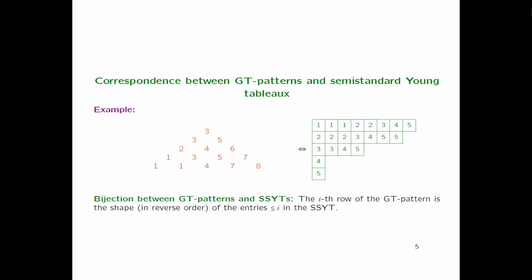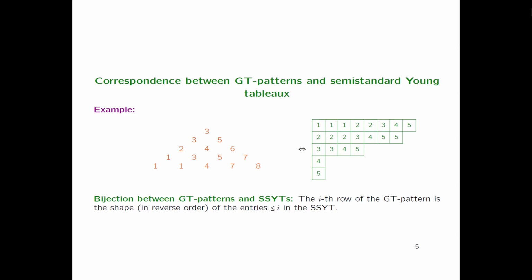So for instance, look at all entries less than or equal to 4 in your semi-standard Young tableau. Then what shape do you get? Well, in the first row, there are 7 entries less than or equal to 4. That's why we have a 7 at the end of the fourth row of the Gelfand-Tsetlin pattern. Then for the second row of the semi-standard Young tableau, we have 5 elements. That's why next to the 7 on the left in the fourth row, we have a 5, and that's how we get the Gelfand-Tsetlin pattern. So that's quite an easy bijection.